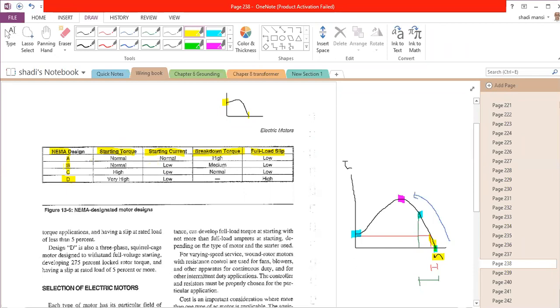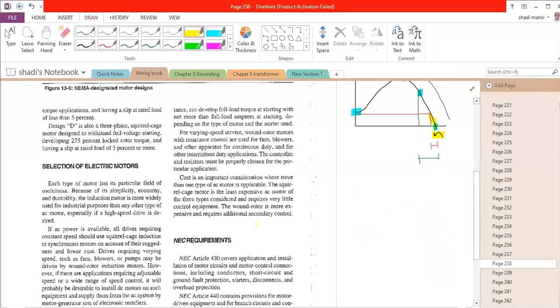عندك تايب بي وسي ودي اللي هم أقل في الستارتنج كرنت and so on. So again هون الكلاسيفيكيشن أو تايبس أوف موتور بيز اون نيما، بناء على الستارتنج تورك، ستارتنج كرنت، بريك داون تورك والفول لود سبيد. So as you can see we are talking about mechanical and electrical characteristics of the motor. اللي كانت قبلها كنا نتكلم عن الانفايرومنتال characteristic of the motor. Environmental. Okay, so it was totally different.